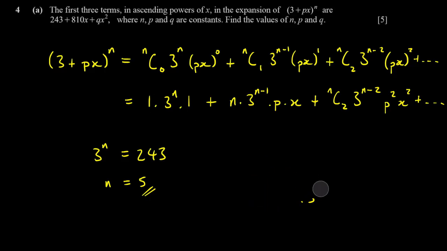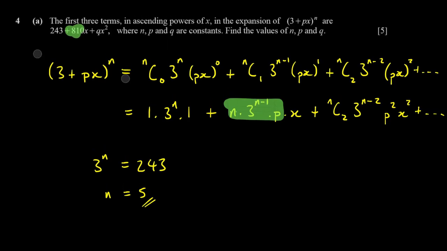Okay, let's get rid of that. Then we compare the next thing. The next thing is to say that n times 3 to the power n minus 1 times p, that whole thing, must be the same as 810. Let me highlight that so it's nice and clear. The coefficient of x, which is that, must be the same as this coefficient of x, which was 810. So if I write that down, we've got n times 3 to the power n minus 1 times p is equal to 810.